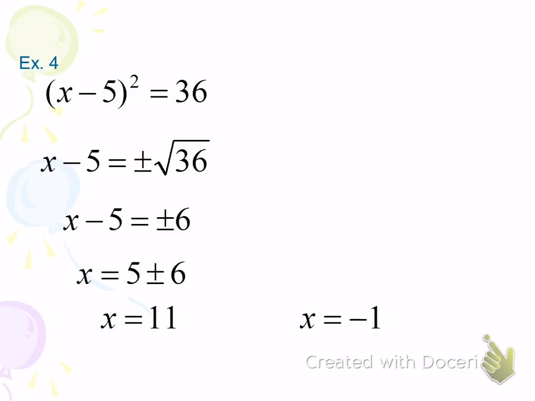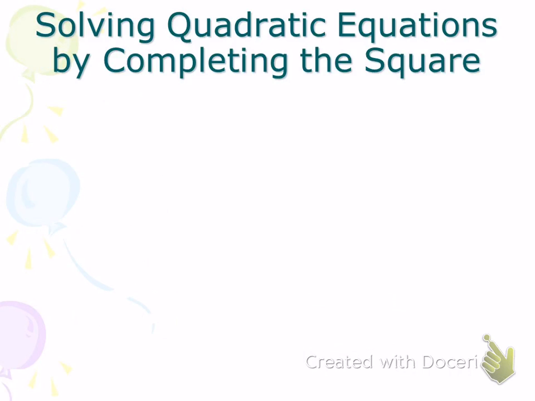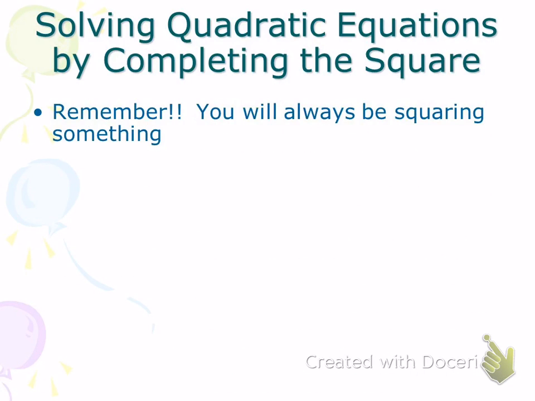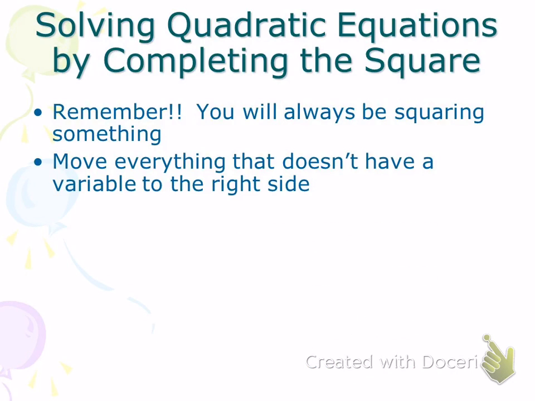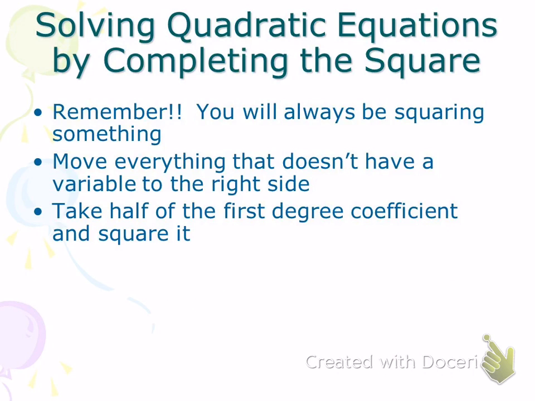All right, now, what we want to be able to do is take an expression that isn't a square, like we just had all squares, right? They were given to us in squared form. But what if we had to complete the square? What if we had to make it a square? Remember, we'll always be squaring something, because to invoke the square root property or complete the square, we're going to square things. Move everything that doesn't have a variable to the right side. This is the process. Take half of the first degree coefficient. That's the linear term, just the x or whatever the variable is. Half of it, square it, and add it to both sides.